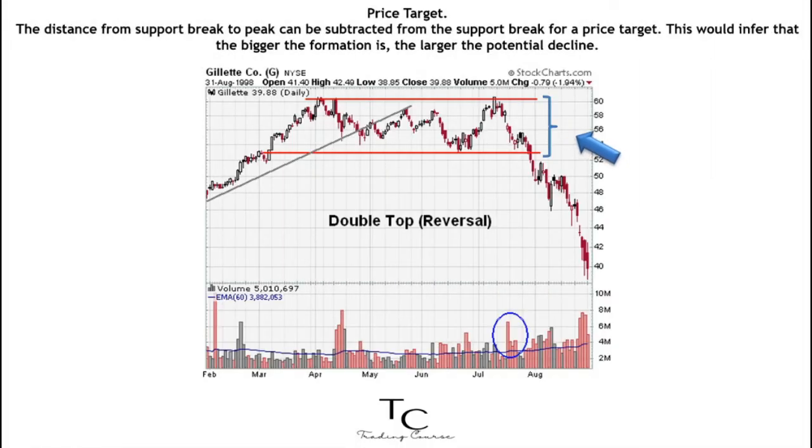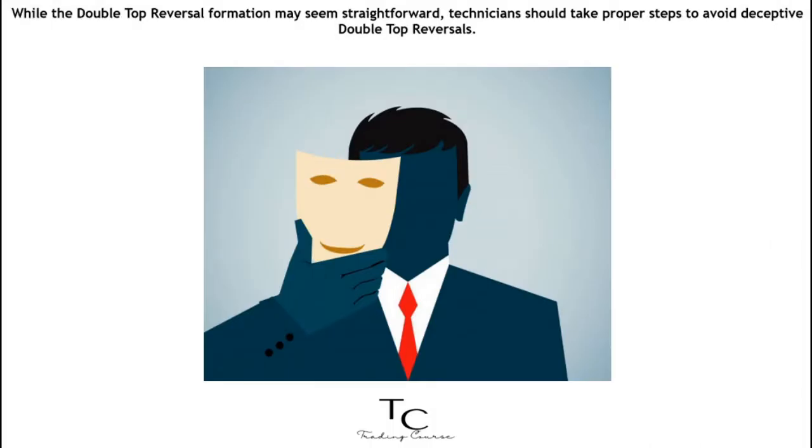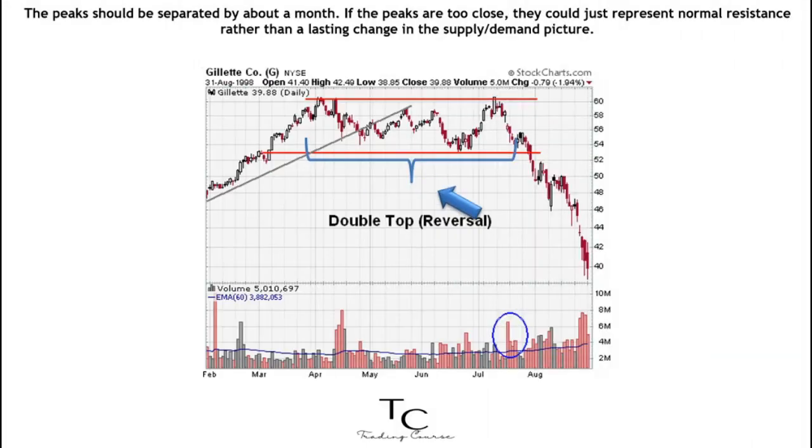Price target. The distance from support break to peak can be subtracted from the support break for a price target. This would infer that the bigger the formation is, the larger the potential decline. While the double top reversal formation may seem straightforward, technicians should take proper steps to avoid deceptive double top reversals. The peaks should be separated by about a month.